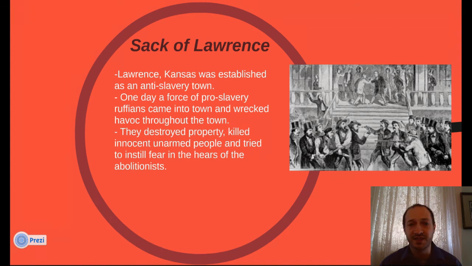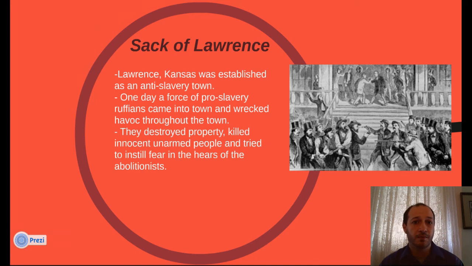The first of which is the town of Lawrence, Kansas. The town was established by anti-slave forces. Their businesses were dedicated to ending slavery. They had newspapers, multiple ones, dedicated to showing the horrific issues around slavery. Pro-slave forces from Missouri rode into Lawrence, Kansas, and they started attacking men, women, and children, burning down businesses, destroying the printing press, and murdering people in cold blood.